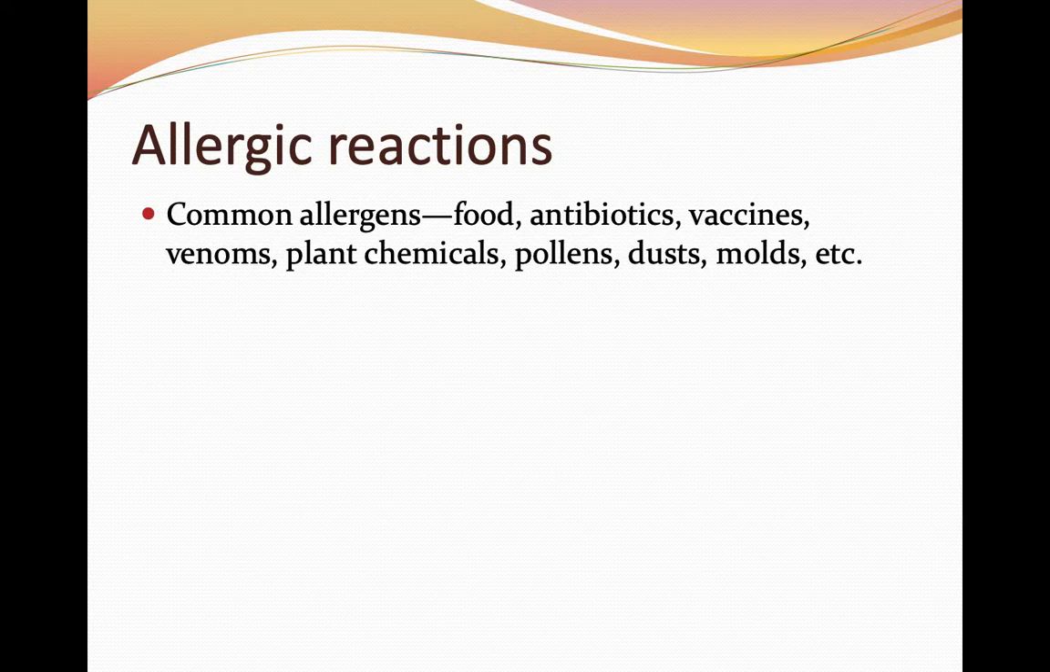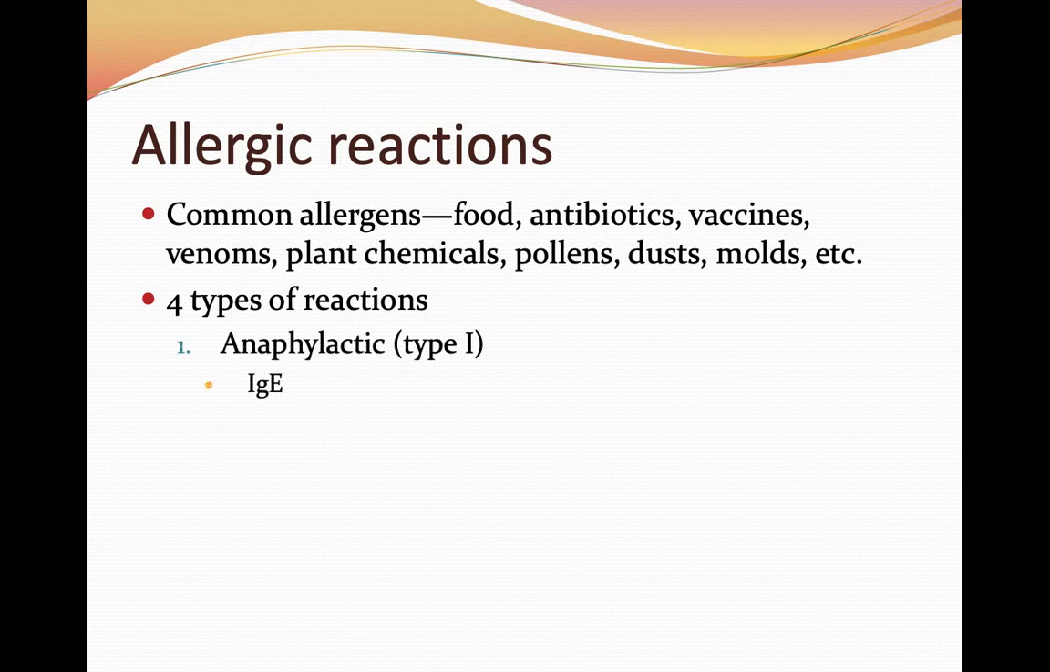Common allergens, you may be allergic to food. I am not. Some people cannot take antibiotics like amoxicillin, penicillin. Some people cannot get vaccines because they're allergic to eggs, and most vaccines are made with eggs. Venoms, a lot of people are allergic to snake venoms or bee venoms or wasp venoms. Myself, I'm allergic to plants, pollens, dusts, molds, fungi. I'm also allergic to more. There are 4 different types of allergic reactions, and I want to go through these.